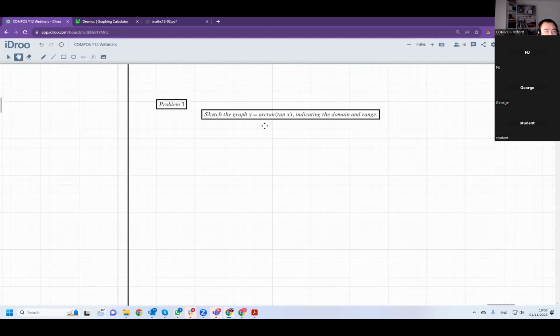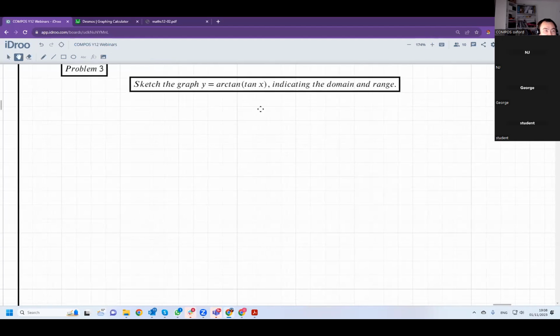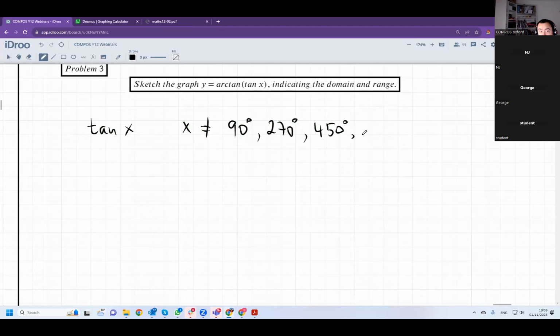Problem 3. Sketch the graph y equals arctan of tan x, indicating the domain and the range. Well, what do we know about the tan function? Tan x. Well, we know that x cannot be equal to 90 degrees because tan 90 degrees does not exist. It also cannot be equal to 270 degrees. It also cannot be equal to 450 degrees. The list goes on.